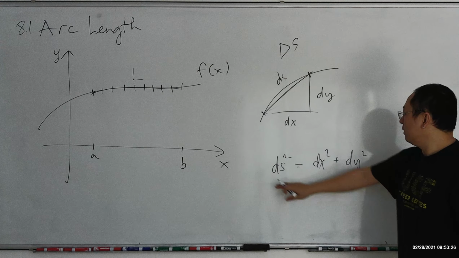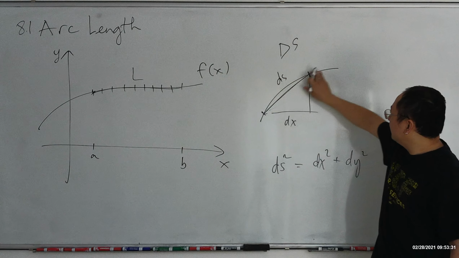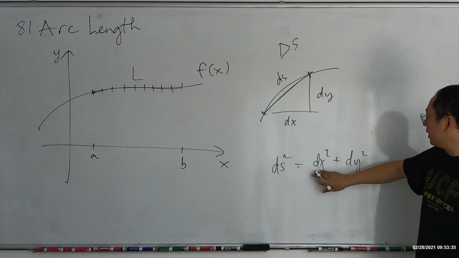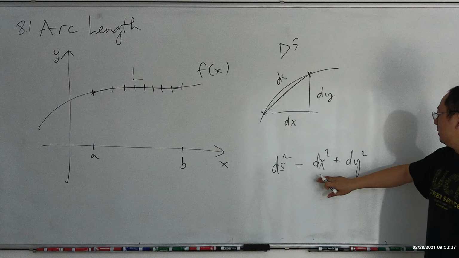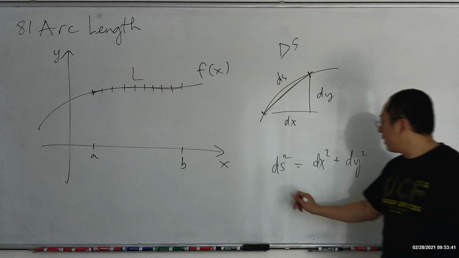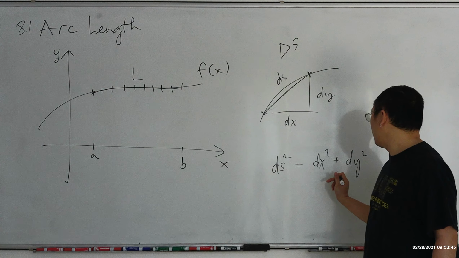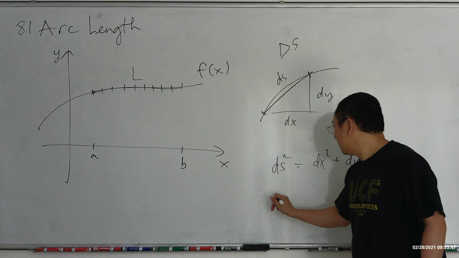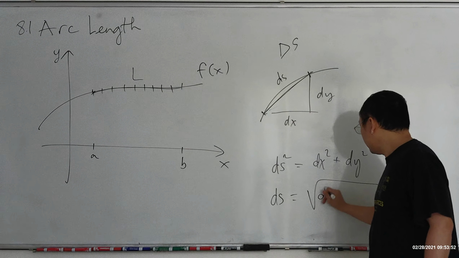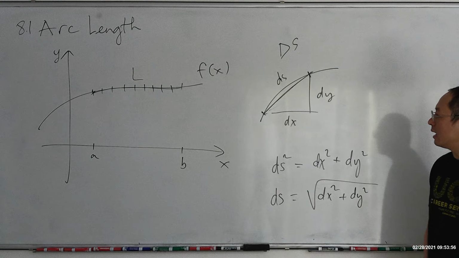Okay? So this is the main thing that we start with using the Pythagorean theorem. Hypotenuse squared is equal to the sum of the squares of the two sides. Okay? So take the square root on both sides. Taking the square root of both sides, we get ds is equal to the square root of dx squared plus dy squared. Okay, that is the key.